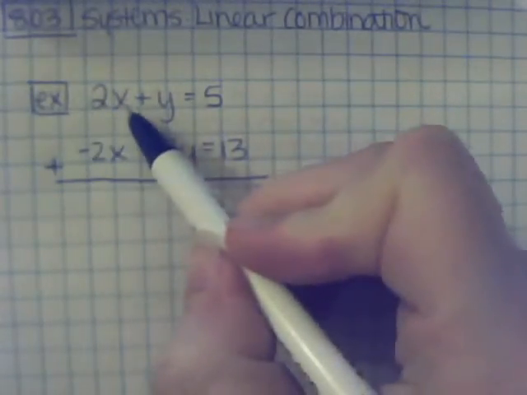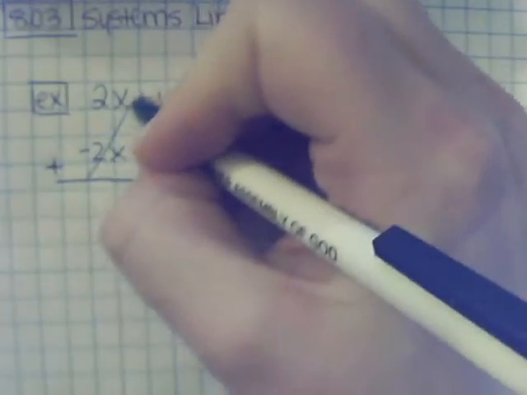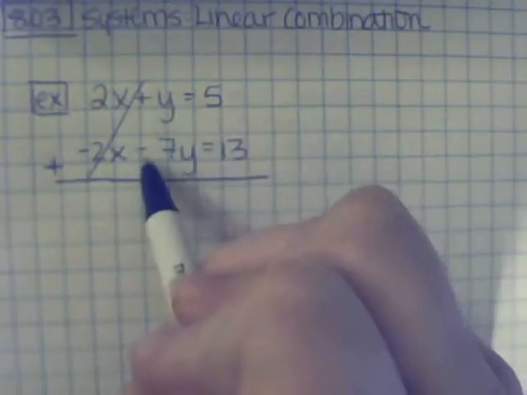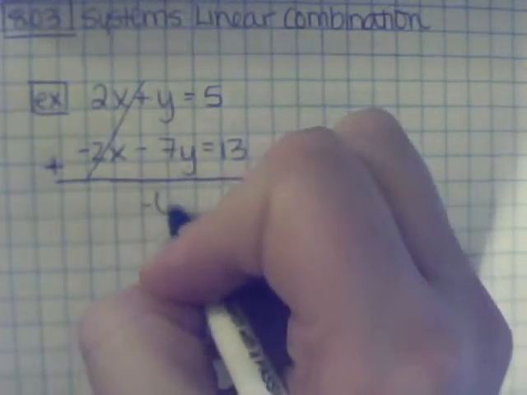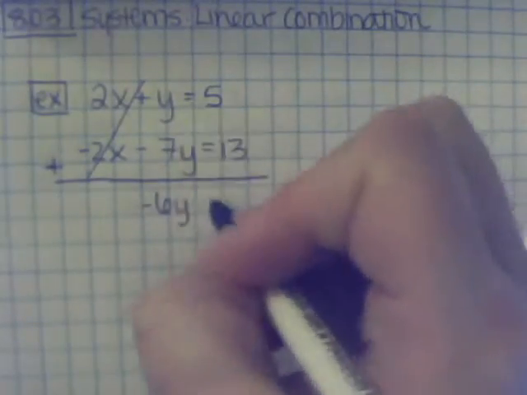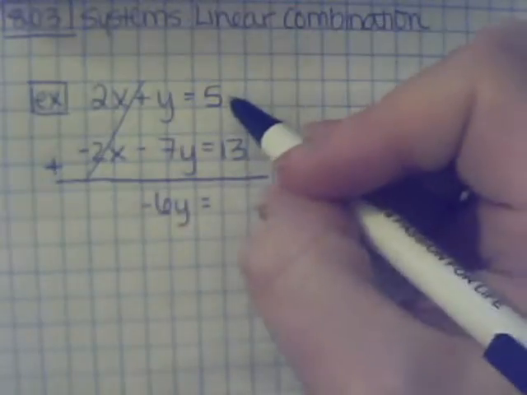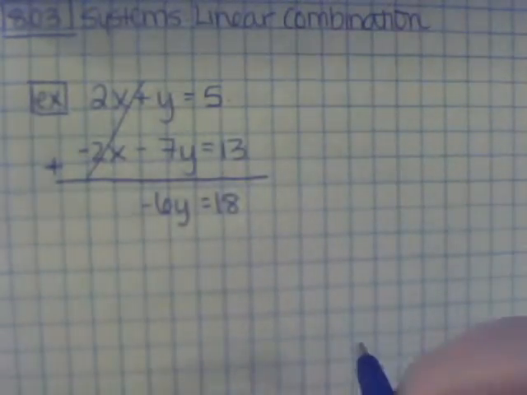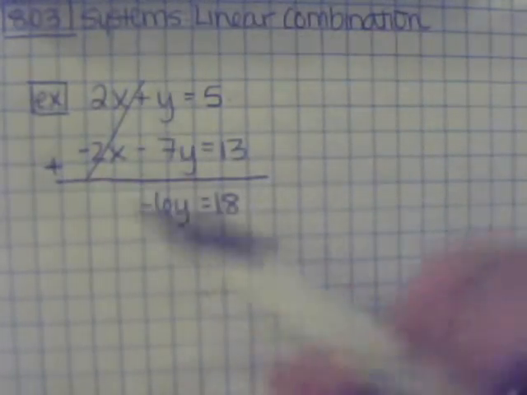So 2x minus 2x, that cancels out because you get 0x. y minus 7y is going to give you negative 6y. Keep the equal sign in the same place and don't forget you're adding down. So 5 plus 13 gives you 18. Notice how this cancels out.